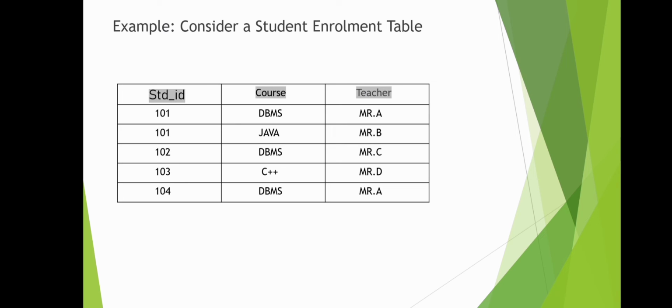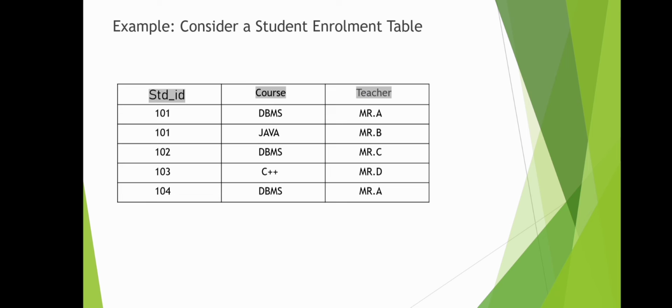Let us consider an example, a student enrollment table. Here you can see the values of student ID, course and teacher. Here student ID and course form the primary key, because a student can enroll in any number of courses as well as a course can contain any number of students. That is, we can see a many to many relation here. Another attribute is teacher, which is a non-key attribute.